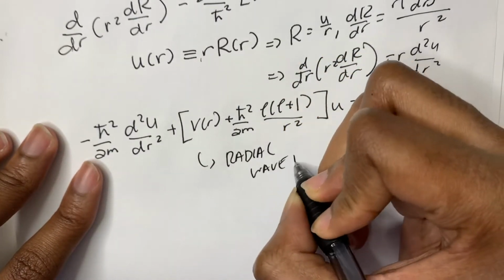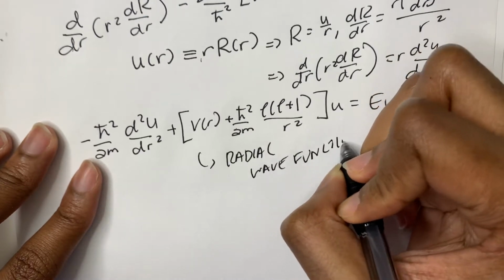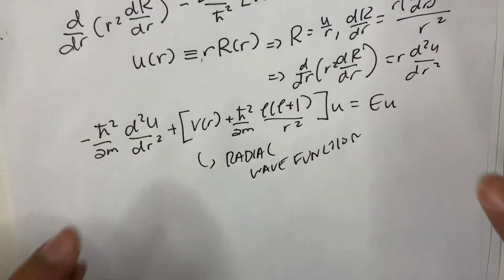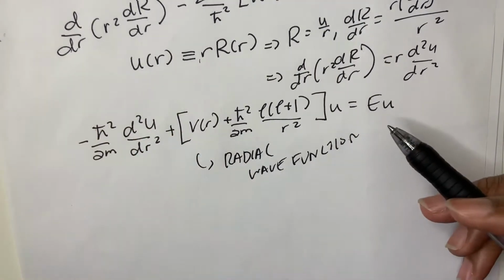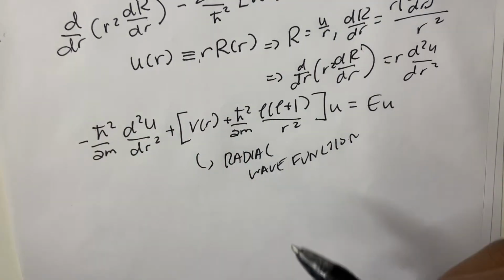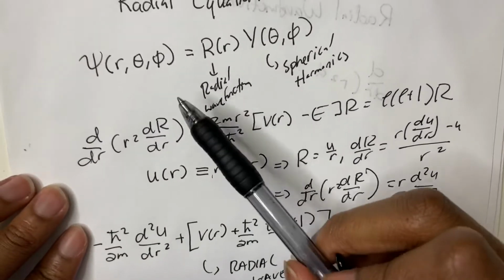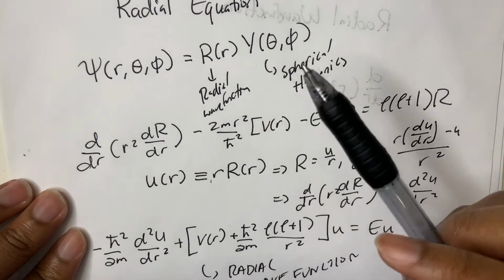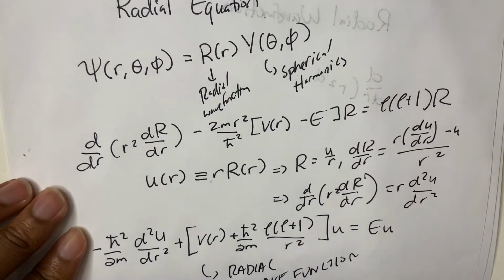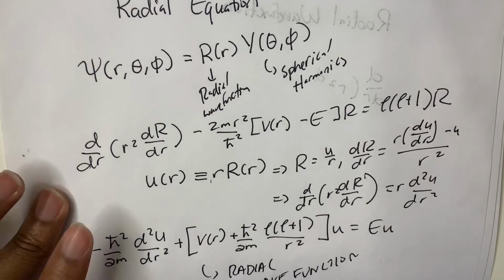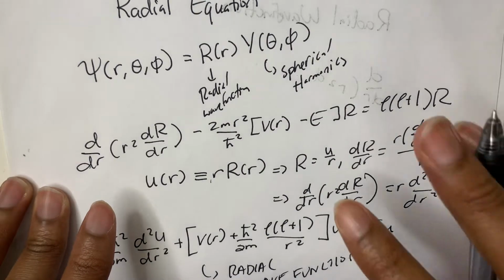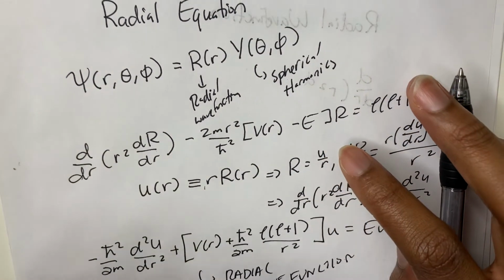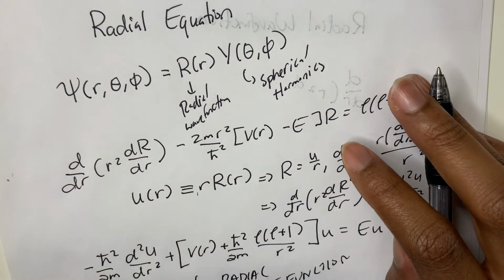And this is the equation that we actually care about, since it is this equation that we solve for. Really, we solve for u of r, and from u of r, we can just divide that by r to actually obtain our radial wave function. And it's this radial wave function that we care about, since it's the only thing that can freely change depending on our potential.